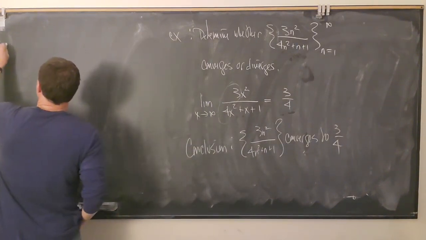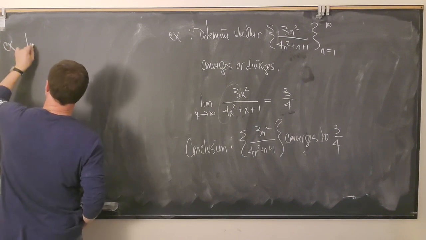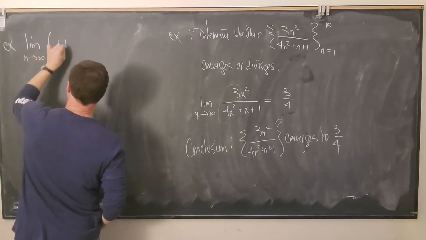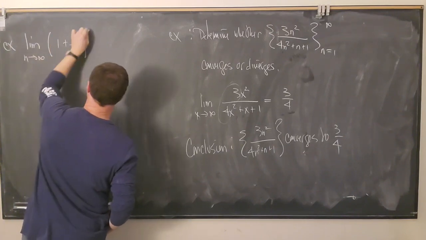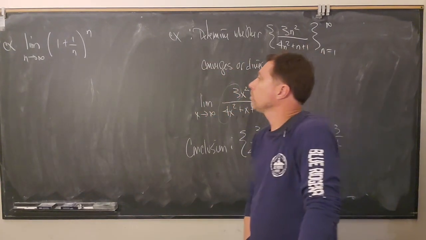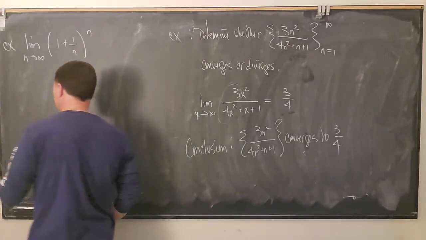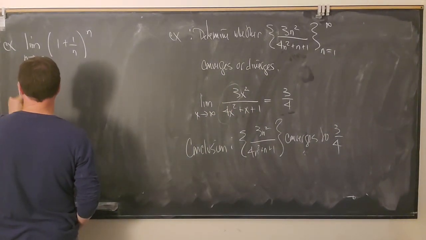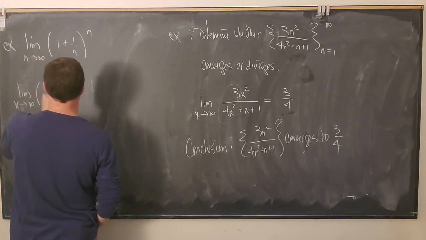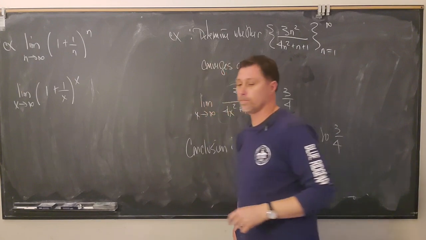Now this one, what I want to do is compute the limit as n goes to infinity of 1 plus 1 over n raised to the n. All right, so we're going to replace that with the associated function. So I want to compute the limit as x goes to infinity of 1 plus 1 over x raised to the x.